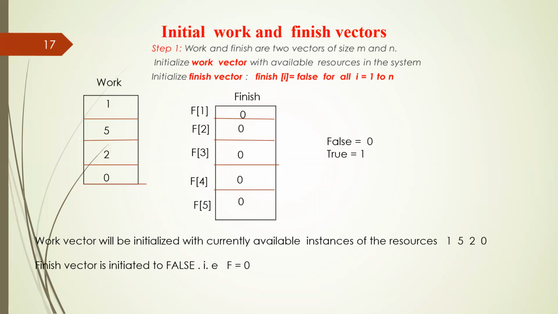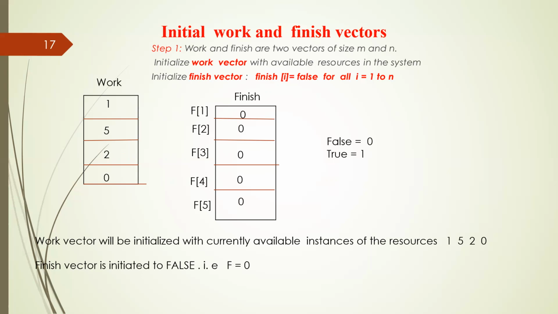Step 1. What is step 1? Work and finish are 2 vectors of size m and n. Initialize work vector with available resources in the system. That is, how many resources are available at last? How many resources are not allotted? 1520, right? So initialize the work vector with 1520. See the work vector, work array 1520.